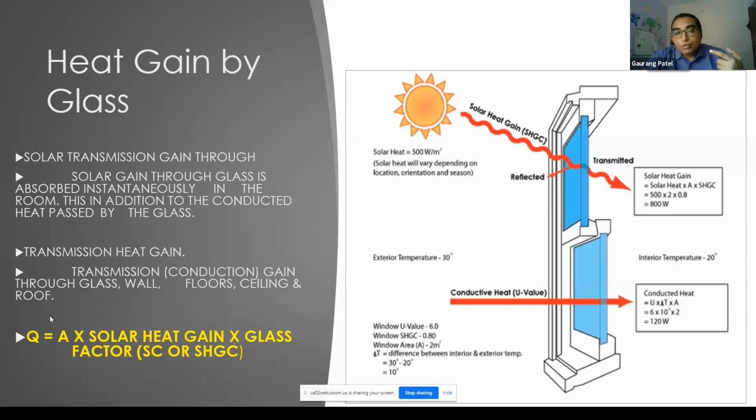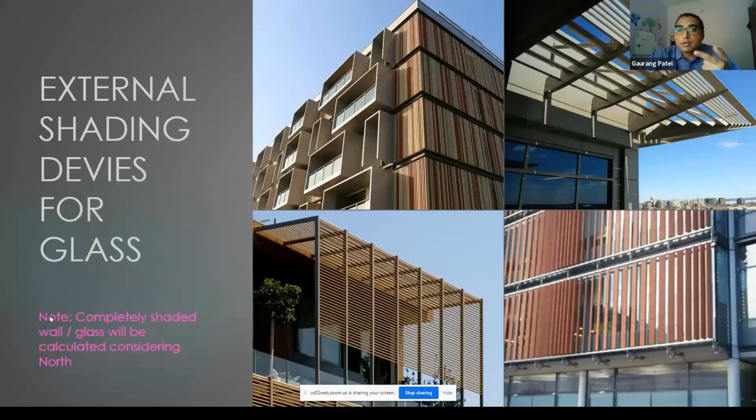So these three factors you need to play with: the area, the location of the glass, that is solar heat gain, and the third one, the glass factor. The glass factor comes with the shading coefficient and the glass itself. We can also give external shading to the glass, which reduces the direct sunlight coming into your room. So you need to work on these parameters to reduce the heat gain from the glass.